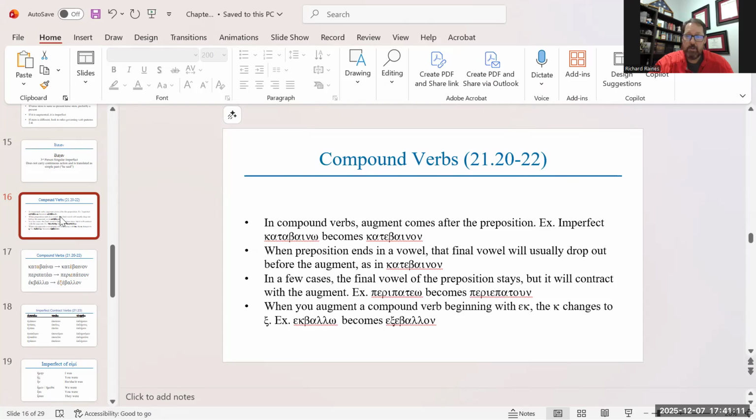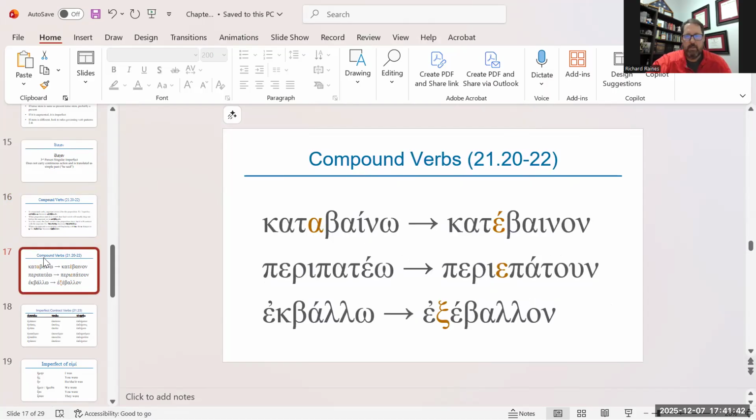Generally speaking, the two rules that you're going to see employed the most are the first two bullet points. The first one is that in every case the augment is going to come after the preposition. But in most cases, you're just going to see a preposition that ends in a vowel, you're going to see the vowel drop, and you're going to see the epsilon in its place for the imperfect tense. And here is another visual representation of 21.20 through 22.